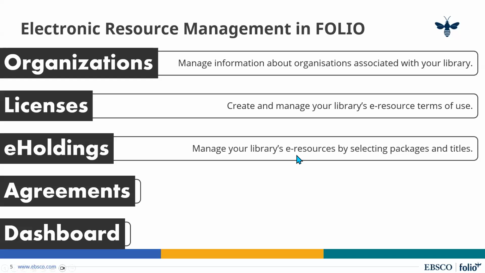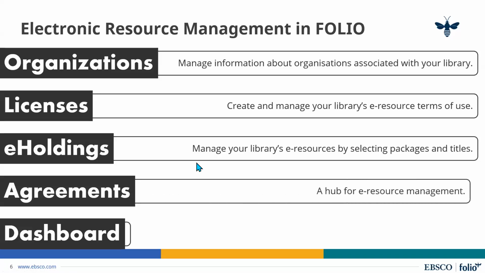And then we have the eHoldings app. This is where you actually select or deselect any of the titles or packages that your library subscribes to. If you start subscribing to a title, you can go into the eHoldings app and select them. If you stop subscribing to a package, you can go into the eHoldings app and deselect those titles or packages.